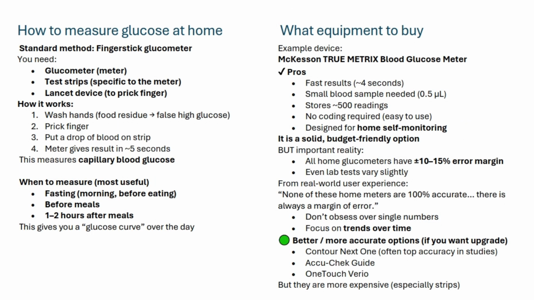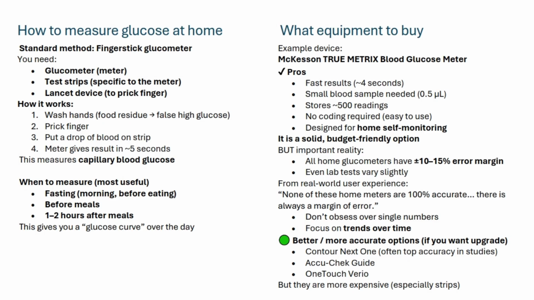To measure glucose at home, the standard method involves using a fingerstick glucometer, which requires a glucometer, specific test strips, and a lancet device for pricking the finger. The process begins with washing hands to avoid contamination from food residues that could lead to falsely high readings. After pricking the finger and applying a drop of blood to the test strip, the meter provides a result in approximately 5 seconds, measuring capillary blood glucose.